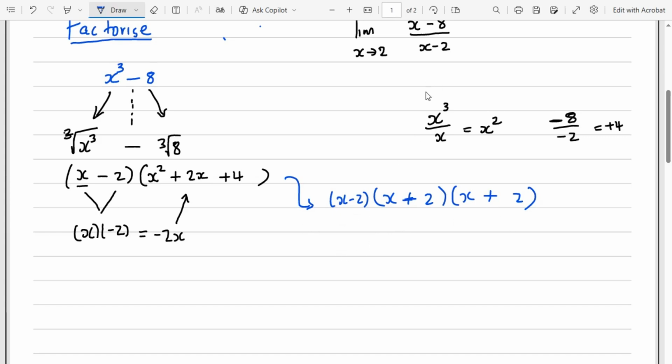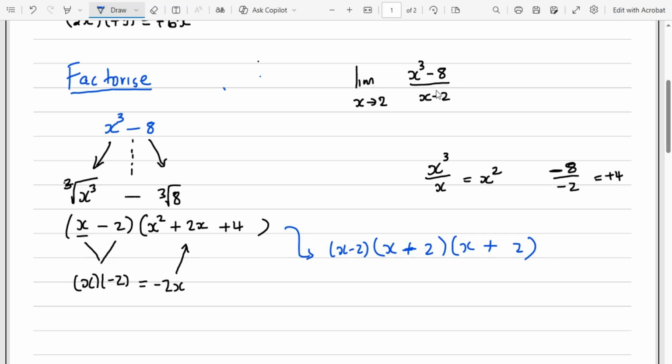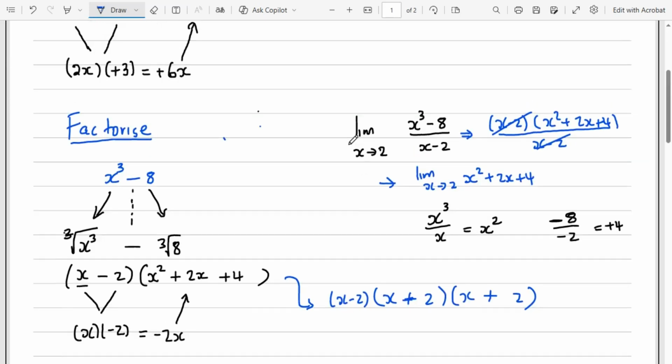So yeah, if you look at this type of questions, this will be helpful, because look at this. We can write the top part to be x minus 2 into, we left with x squared plus 2x plus 4. This is what we got when we factorize. This is divided by x minus 2. So you can see that these two cancel. We left with the limit as x approaches 2 of that x squared plus 2x plus 4. Then you can now do the direct substitution. I hope you guys understand now how to factorize the cubic function.